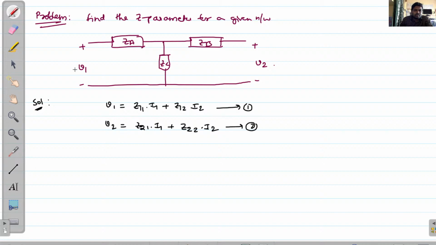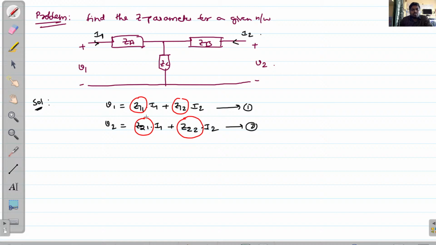Now already we have here the V1 variable, so that you can indicate the I1 current. Already we have here V2, so that you can indicate the I2 amount of current, right? So in order to evaluate the Z parameters, in the sense what? Z11, Z12, Z21 and Z22. So these four parameters you need to evaluate for a given circuit, right?